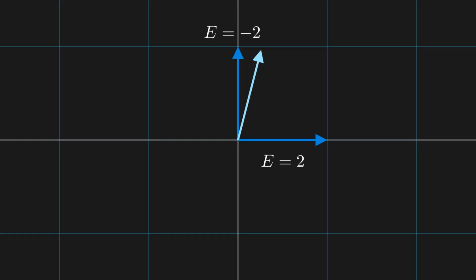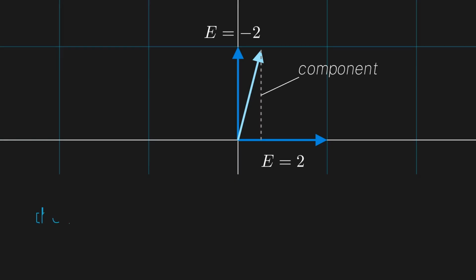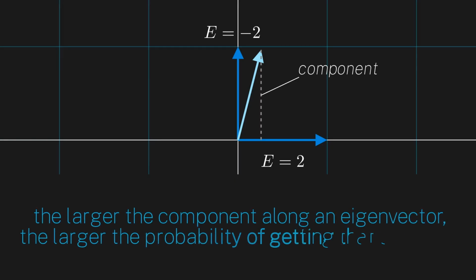Well, if our state is close to a basis vector as shown, then the component of our vector along that direction must be large. So in this example, the state has a large component along the (0, 1) direction. Therefore, our conclusion is that it seems intuitive that the larger the component along a certain eigenvector, the larger the probability of getting that particular outcome. So let's follow our intuition.